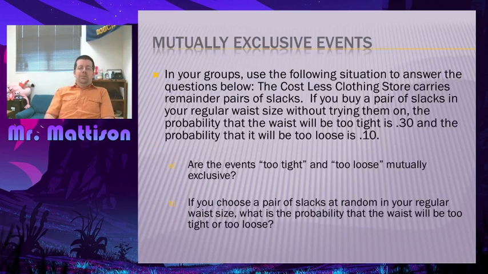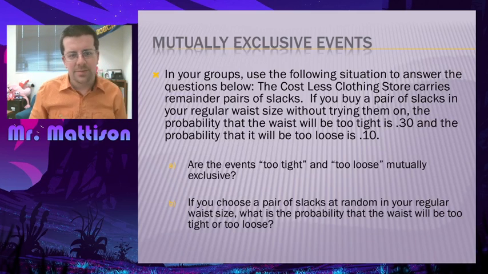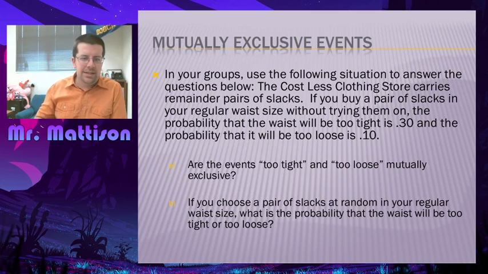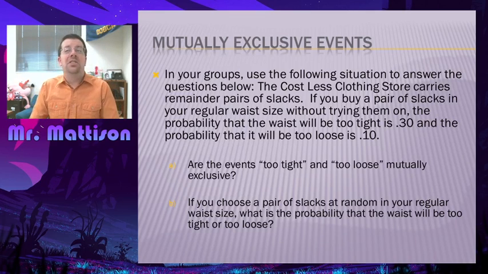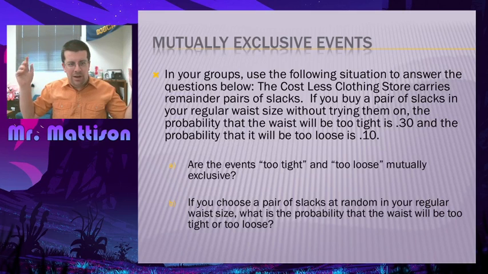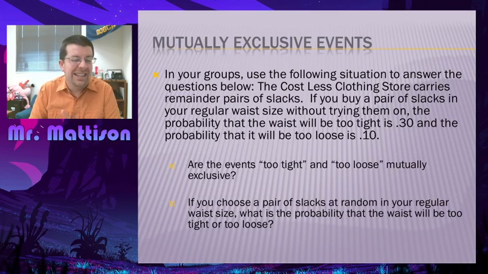Okay, so let's try this out. Go ahead, pause the video, read through that, and then try to answer these questions. All right, so we're buying pants. We have a 30% chance that the pants are too tight and a 10% chance that the pants are too loose. Can our pants be too tight and too loose at the same time? We're going to say no, they cannot happen at the same time, so they are mutually exclusive. I understand that maybe the pants are too tight in the waist but too loose in the leg, or some weird combo. Don't overthink it. It's just a sample problem. So they're mutually exclusive for us.